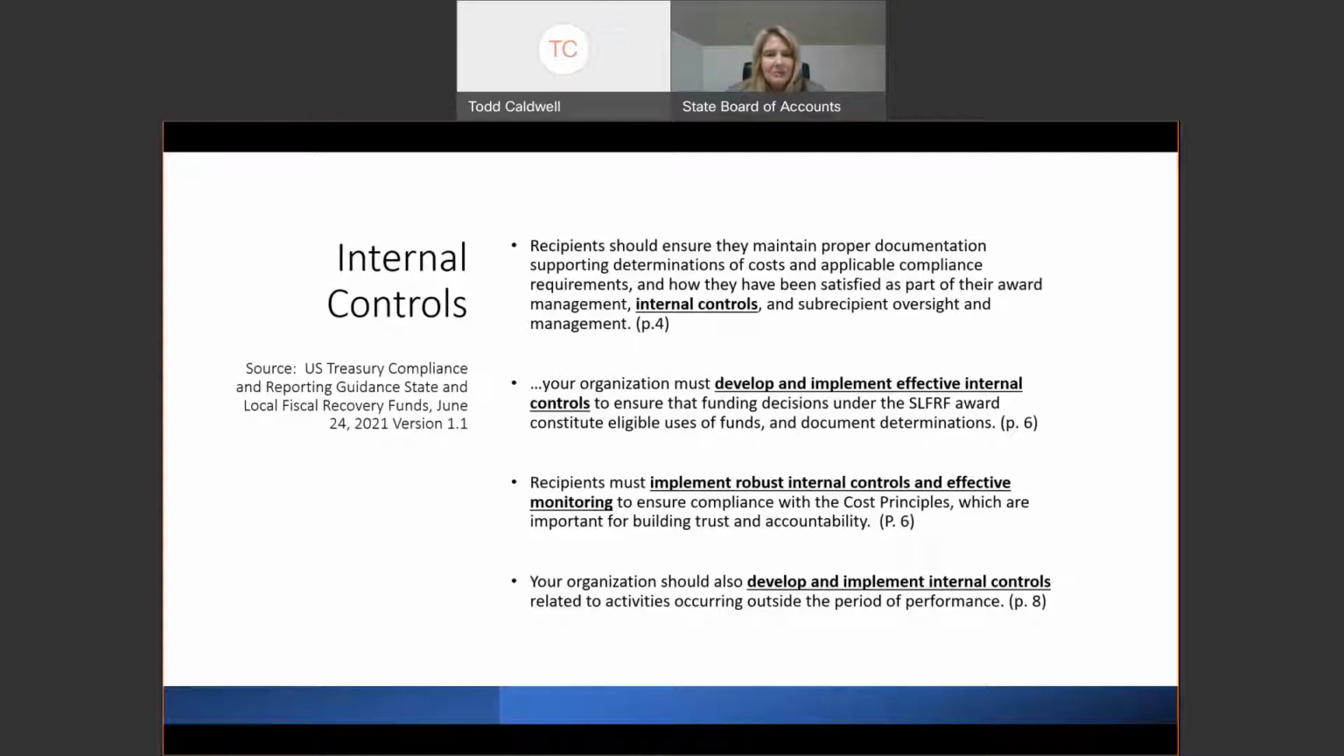Your organization must develop and implement effective internal controls to ensure that funding decisions constitute eligible uses of funds and document determinations. Recipients must implement robust internal controls and effective monitoring to ensure compliance with cost principles, which are important for building trust and accountability. And your organization should also develop and implement internal controls related to activities occurring outside the period of performance. So you can see that internal controls are very important to the U.S. Treasury when it comes to these funds. So make sure that you get all of those written down and again, provide evidence that they were performed. If you have any questions about that, you can always feel free to call us.